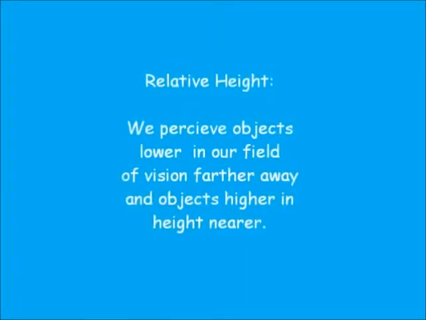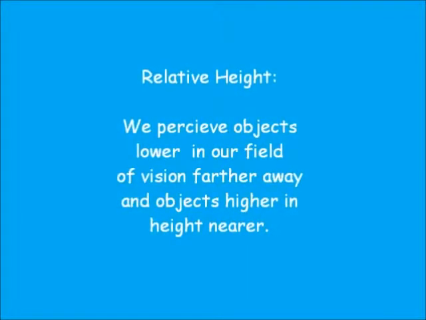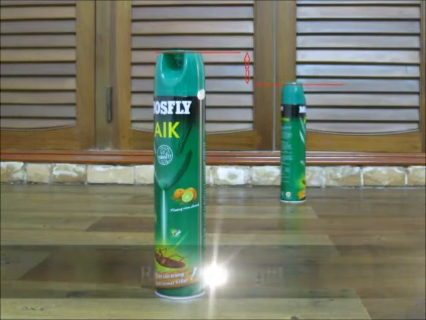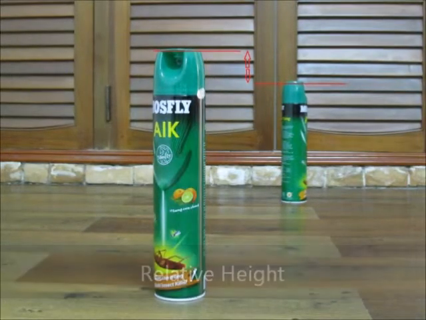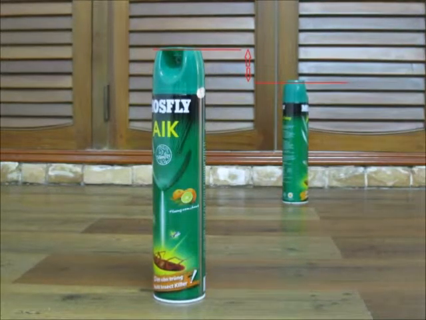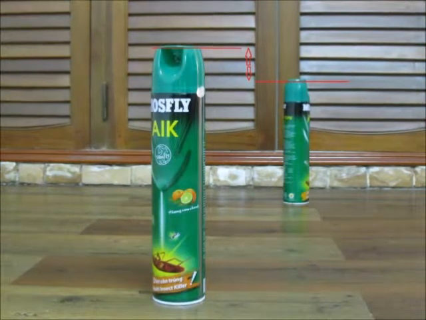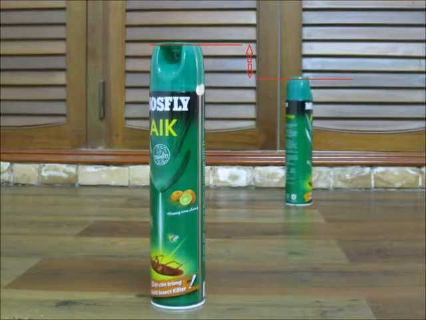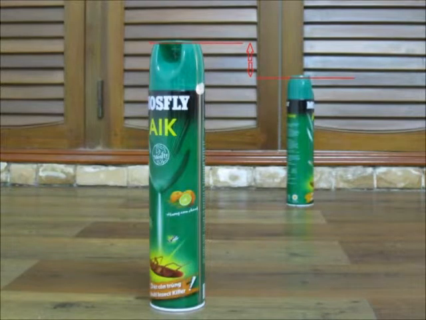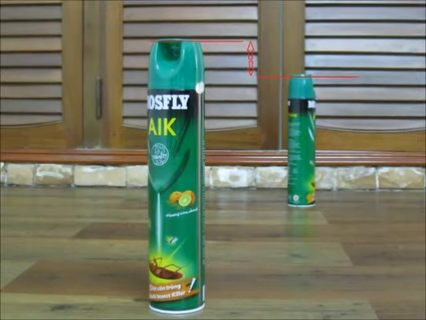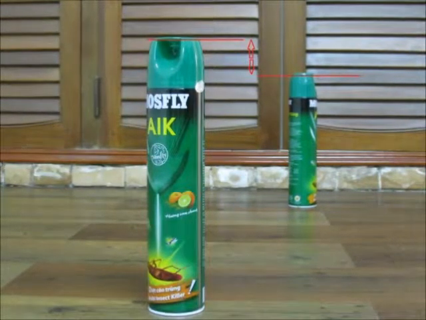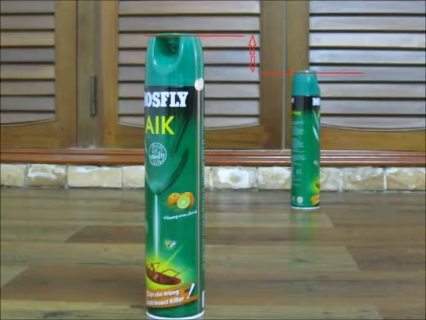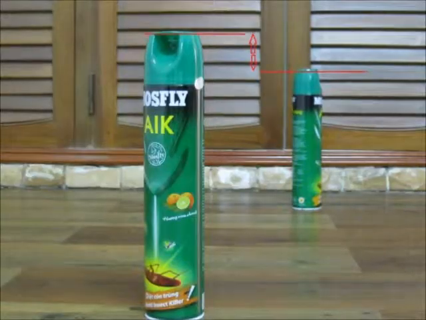Relative height. We perceive objects lower in our field of vision as farther away, and objects higher in height as nearer. So going back to the bug spray, the one in the back has a lower height than the one in the front, which has a taller height, or is just taller. And we think that since the one that is closer to us, it must be taller than the one that's in the back, which is shorter. And it's not like that. They're both the same height, but our eyes just perceive it that way.